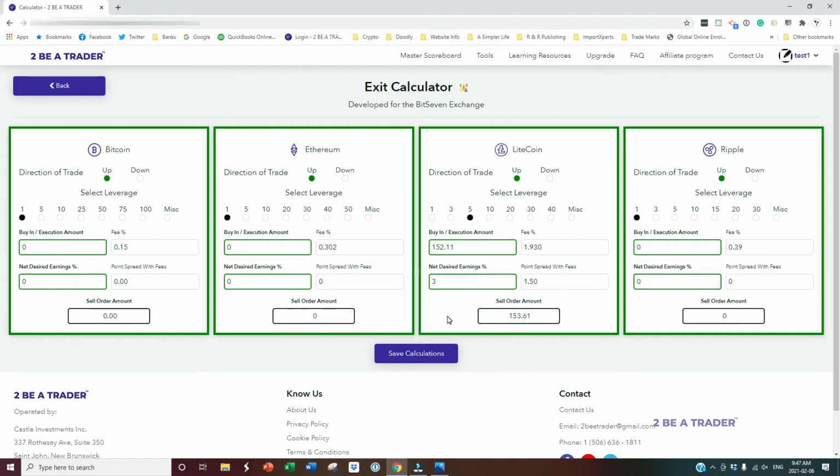So for whatever reason, if I can't monitor the trade, I want to put in a limit sell so that the BitSeven Exchange automatically sells my trade. I now know that I can put in 153.61 as a limit sell order, and it is going to take care of the trading fees, and I'm going to earn 3% on my trade.